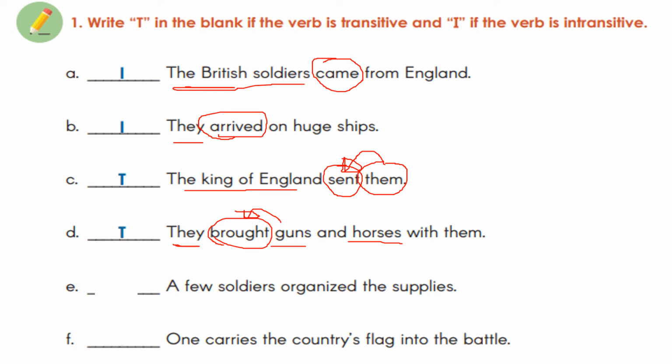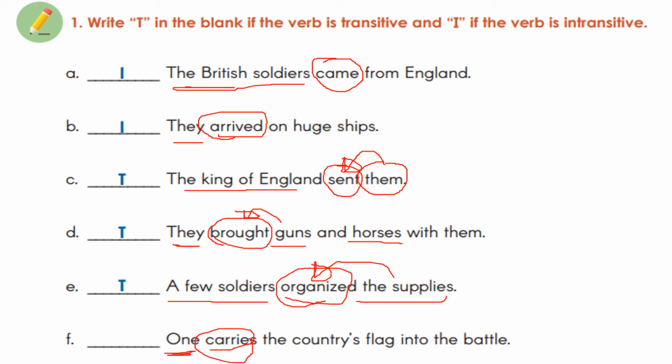Letter E. A few soldiers organized the supplies. So a few soldiers, subject, organized the action verb, and what did they organize? The supplies. So the supplies here received the action, so it's a transitive verb. Letter F. One carried the country's flag into the battle. So one is the subject, carried is the action verb. What did it carry? The country's flag. So it received this action, so this is a transitive verb.